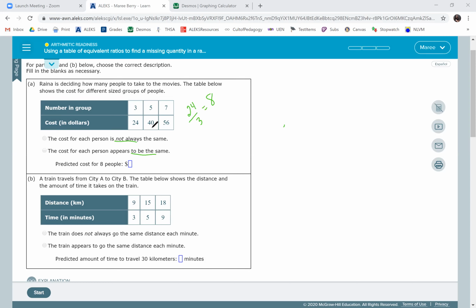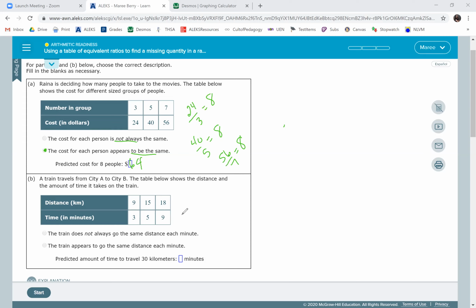So we're going to check by dividing. We divided 24 by 3. We're going to do 40 divided by 5, we get 8, and 56 divided by 7, and we get 8. So it's about $8 per person. So we would mark this: it appears to be the same. If it's $8 per person, we need to do 8 times 8 to get $64 for 8 people.